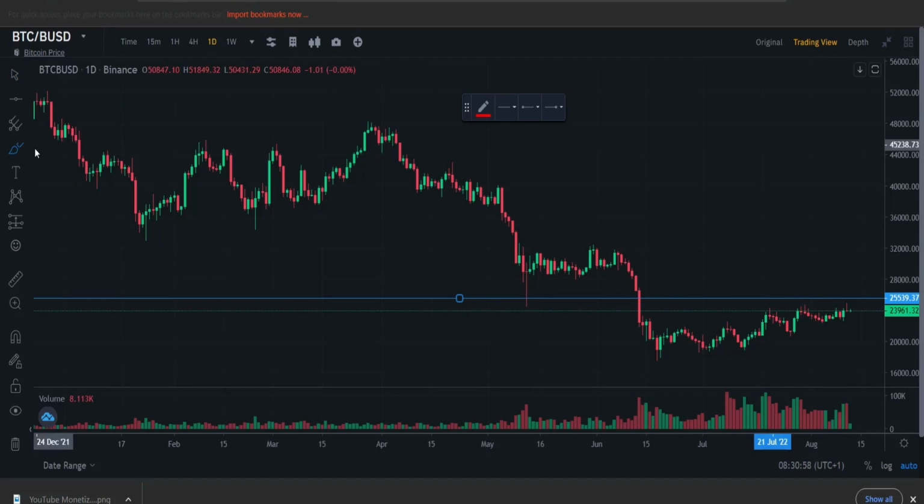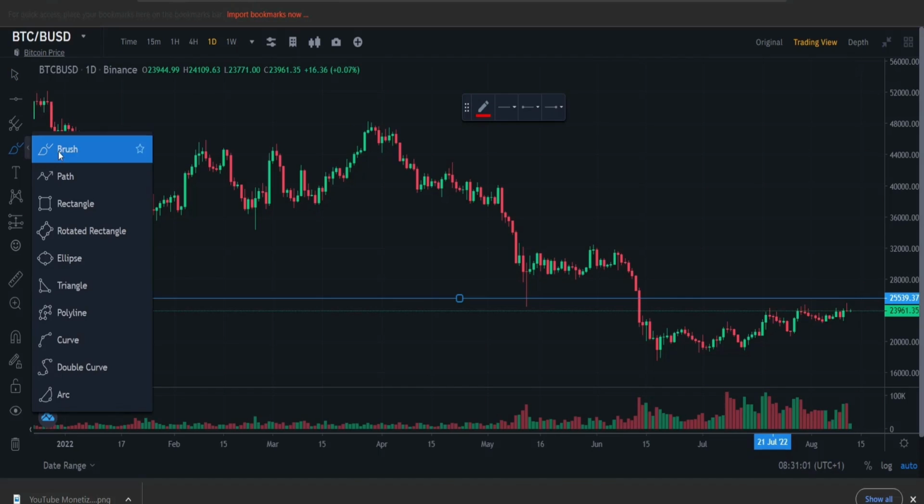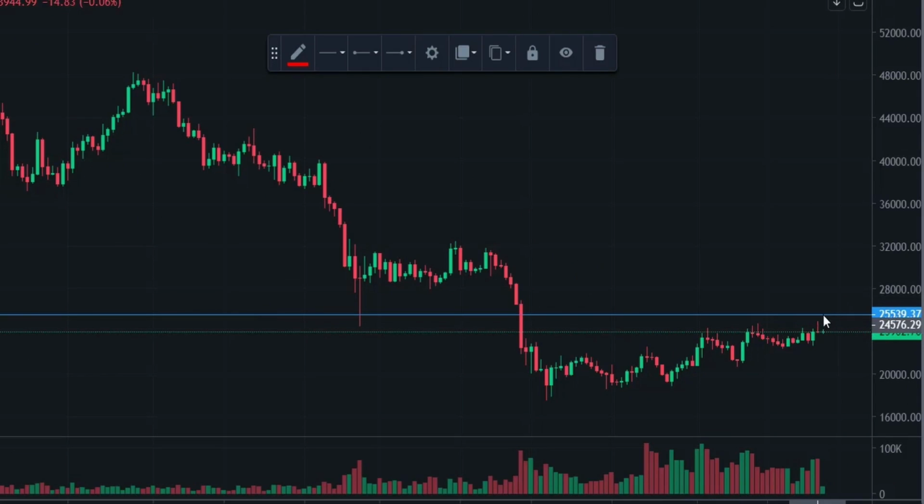Let me pick this brush so that I will show you. Okay, BTC will not rise to this level. As it is now, it will just remain there or it will go down. So if BTC rises to this level, you will have to sell your BTC. Let me go back to it.